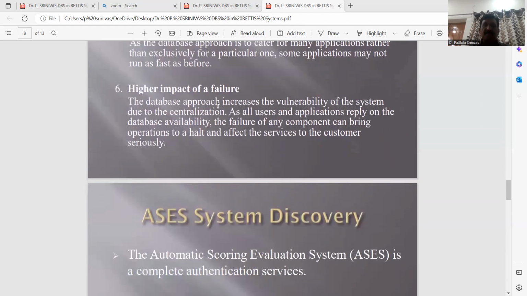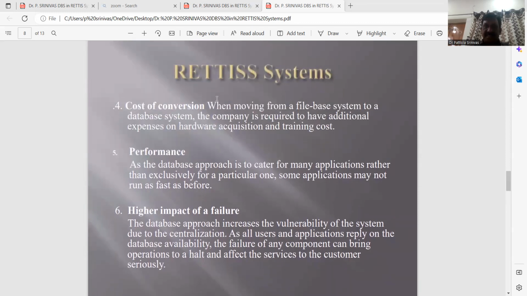And one more is the high impact of failure. The database approach increases the dependency on the system due to centralization. All the users and applications rely on the database, and the failure of a component can bring operations to a halt and seriously affect the services to the customer. So these are all drawbacks of the RDBMS system.